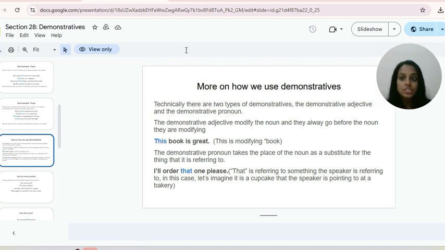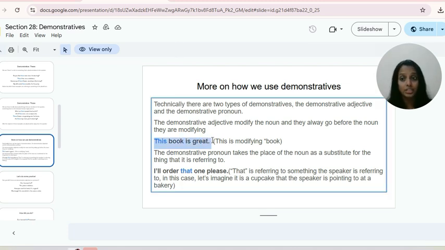Here's a cool fact: demonstratives don't just stand alone, they can be adjectives or pronouns. If a demonstrative describes a noun, then it's an adjective. Say, for example, this book is great. If a demonstrative replaces a noun, then it's a pronoun. Say, for example, I'll order that one, please. So here, that is referring to something the speaker is pointing to. In this case, let's imagine it's a cupcake at a bakery. So he's saying, I'll order that one, please.